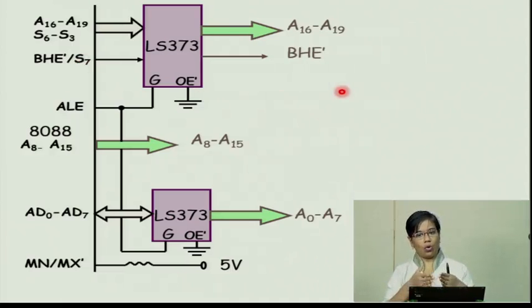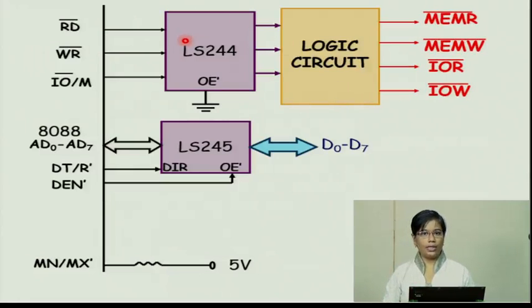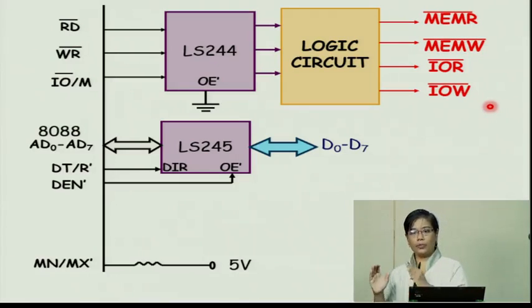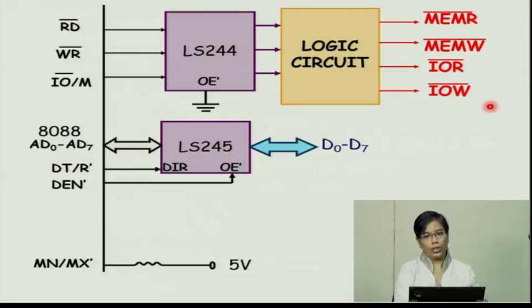The system bus also has the control and the data bus. The control signal is again going to be buffered and it's available via a logic circuit where you connect the read, write and IO/memory signals into memory read, memory write, IO read and IO write. And of course we have the data bus, which is D0 to D7. So this is the system bus, and what we are going to do is connect the memory or the I/O device to the system bus.